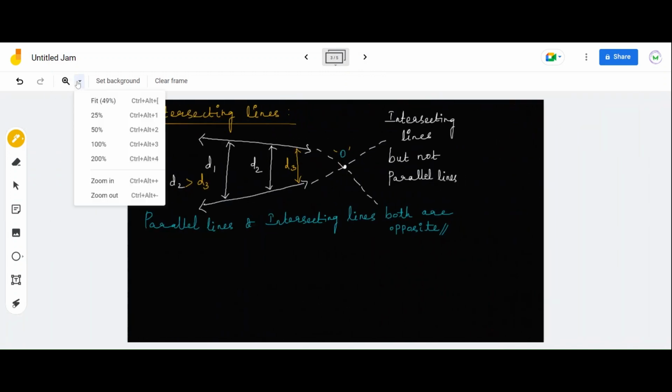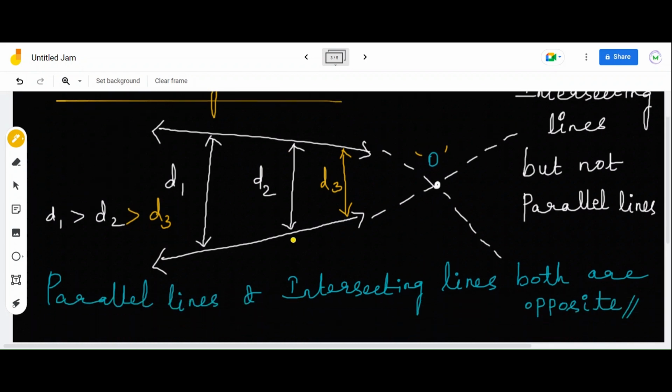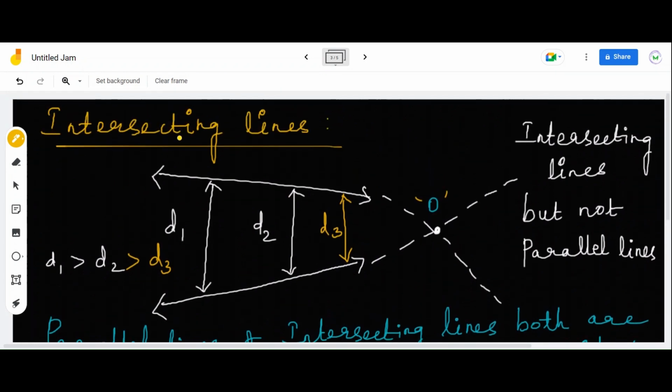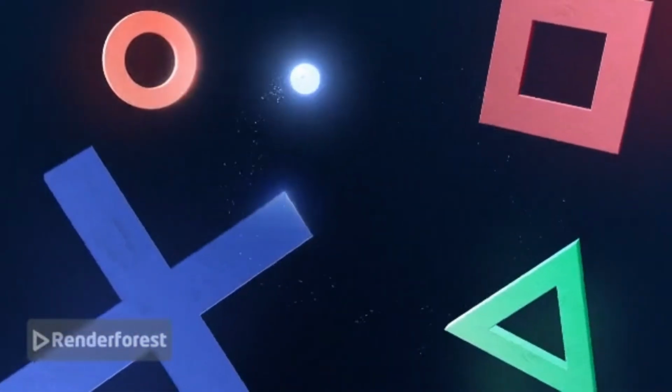So these are all the important definitions in lines and angles. It will be helpful to sort out the problems. So go through all my 3 videos, then only you can understand the basic concepts. Got it?